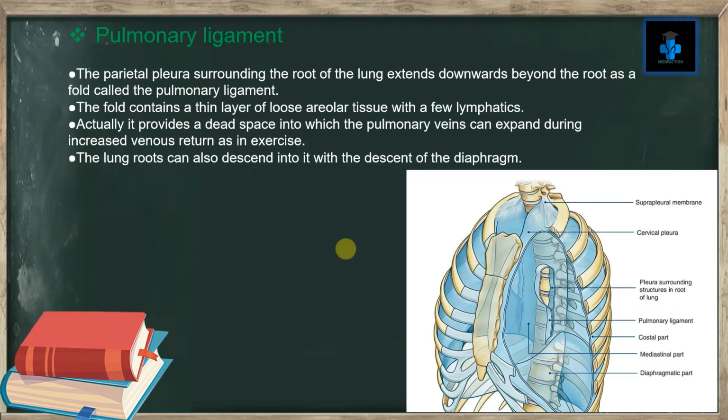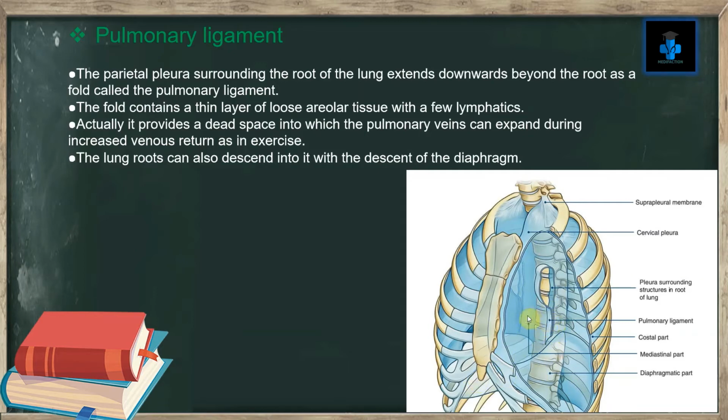Pulmonary ligament. The parietal pleura surrounding the root of the lung extends downwards beyond the root as a fold called the pulmonary ligament. Here is the pulmonary ligament. Here you can see the costal part. This here is the mediastinal part. Here is the diaphragmatic part. And here you can locate the pulmonary ligament.